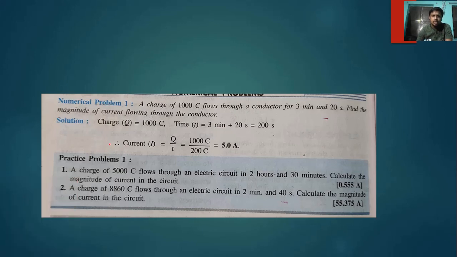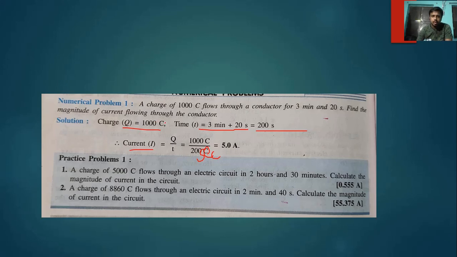So here Q is given. Q is equal to 1000 coulomb and time t is 3 minutes and 20 seconds. That would be equal to 200 seconds, because 3 minutes is 3 into 60, which is 180, plus 20, so it will be equal to 200 seconds. So we have to just find the current. We know the formula: I is equal to Q by t, charge flowing in the time t, and here time t is 200 seconds. This is 1000 coulomb, and coulomb per second, we know that it is ampere, so we get 5 ampere.